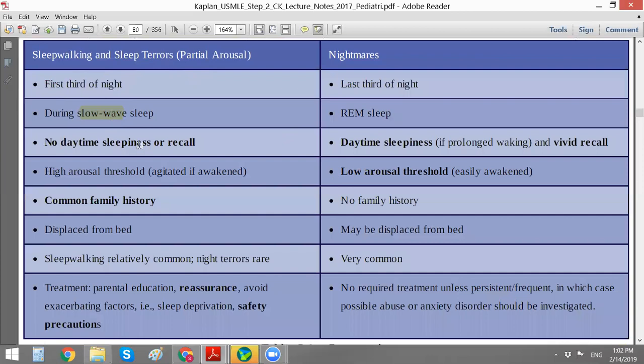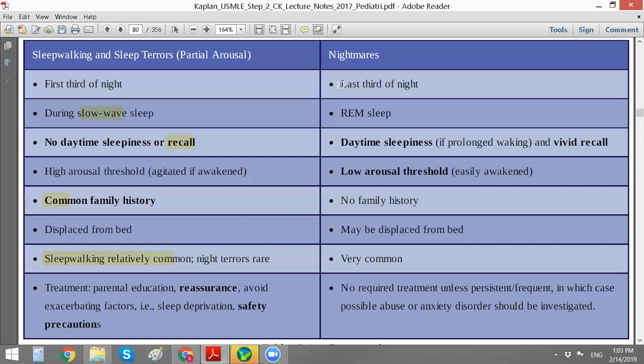And there is no daytime sleepiness or recall. There's no recall. That is a very important differentiating factor. And high arousal threshold, so agitated if awakened. Family history is common. Sleepwalking is very common, night terrors are rare. Then treatment is just parental education, reassurance, and avoiding exacerbating factors, that is sleep deprivation, and safety precautions.